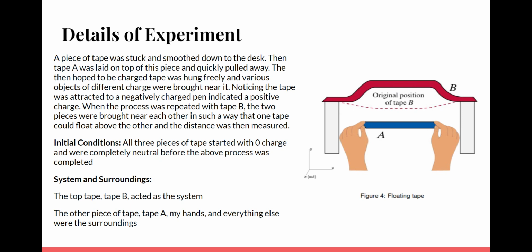The details of the experiment were the same as last time to create the tapes. A piece of tape was stuck and smoothed down to the desk, and then tape A was laid on top of that piece and then quickly pulled away. The tape was then hoped to be charged, and it was hung freely, and various objects were brought near it. I noticed that the tape was attracted to negatively charged objects like the pen that I had in my hand. So that proved that it had to have a positive charge.